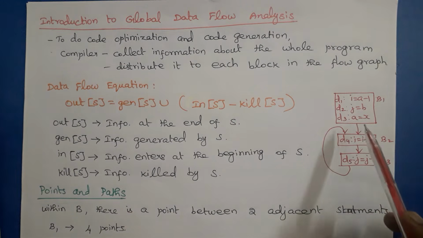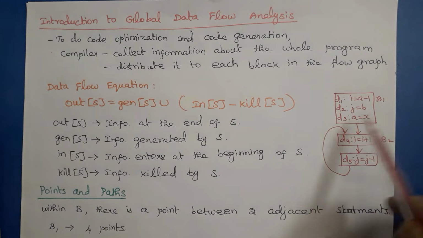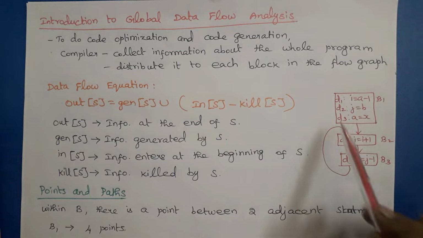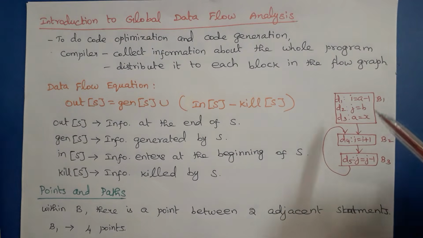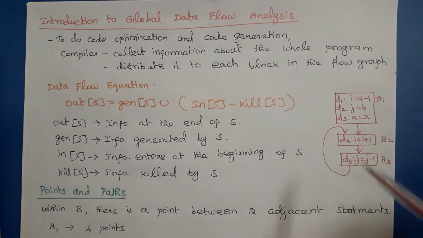If we are performing some transformations within a basic block, then it is called local transformation. And if we are performing them across the entire flow graph, that is, all the basic blocks, it is called global. And in this video we are going to discuss global data flow analysis.